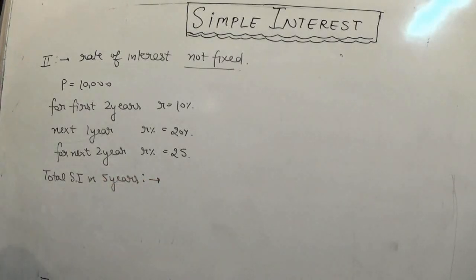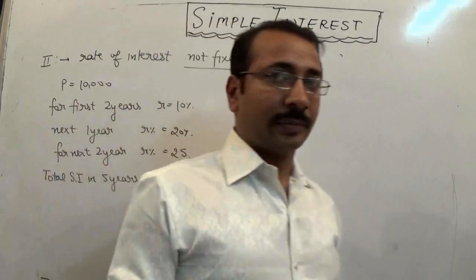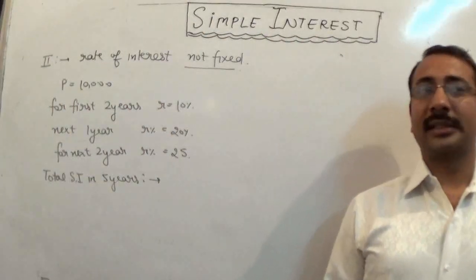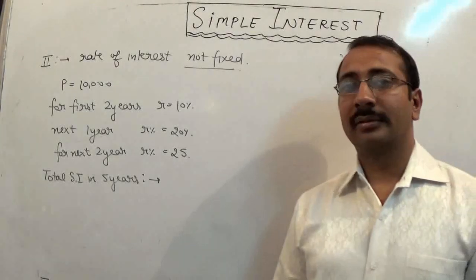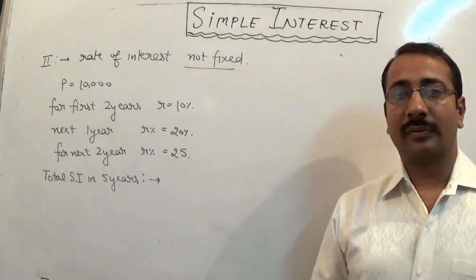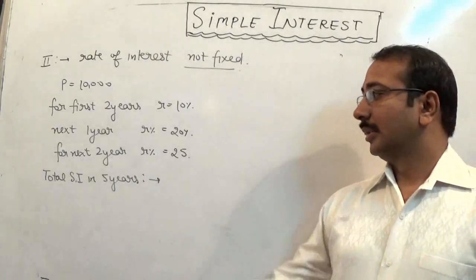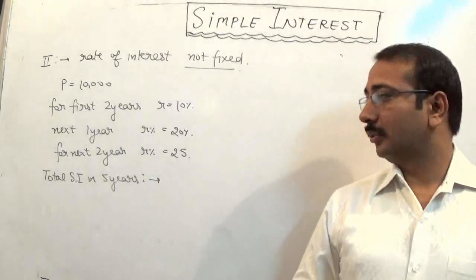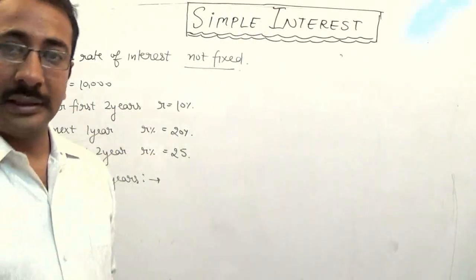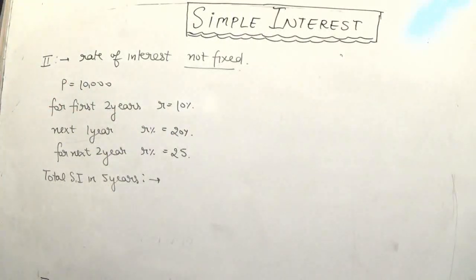Pay attention to what the question is. It is given that the principal is 10,000. For the first 2 years, rate of interest is 10%. For the next 1 year, rate of interest is 20%. For the next 2 years, rate of interest is 25%. And I have to find out the total simple interest in 5 years. Now when I look at these types of problems where the rate of interest is not fixed for different years, we can use the standard formula here.